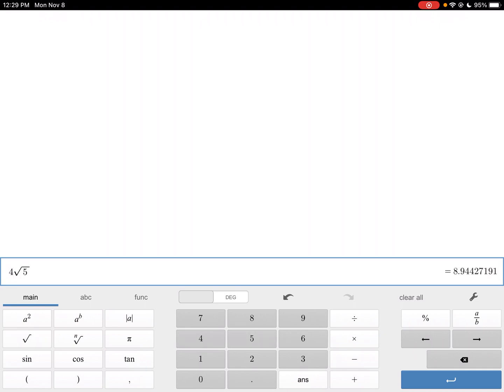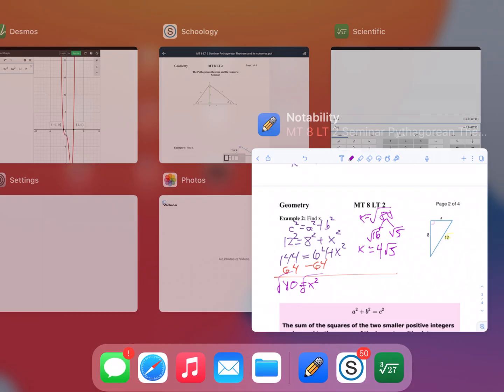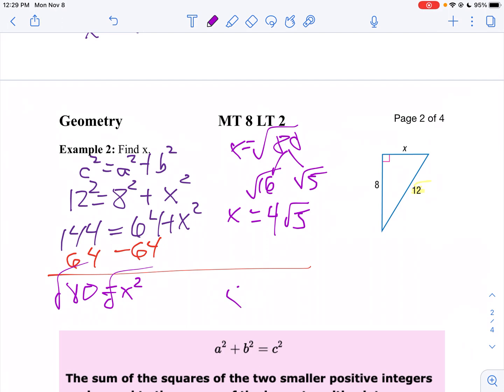I get 8.94. I want you to notice if I would have done that before I simplify it, the square root of 80, we get the same answer, don't we? 8.94. So it doesn't matter when you do it. If they ask for an exact answer, I want you to simplify your square root. If they tell you to round, then you round it.